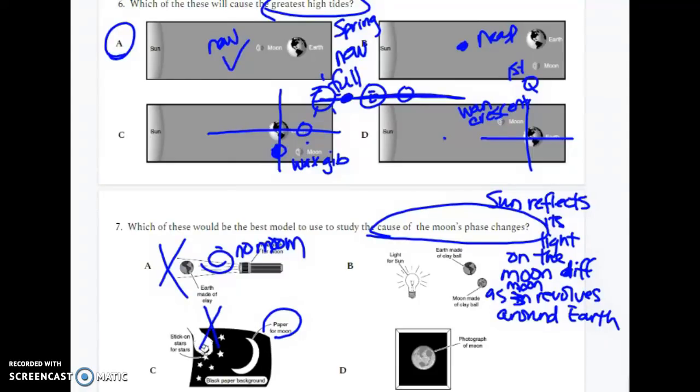Here we've got a light for the sun. Okay, I like this one. We've got an earth, good, and we've got a moon made of clay. So as this goes around, just like we did with our little volleyball, remember we were earth and our volleyball was the moon, and of course we had our thing for the sun. We were able to see the light shine on it differently. Obviously a photograph of the moon isn't going to change at all on its own. If it does, it's haunted. Okay, so B's the correct answer.